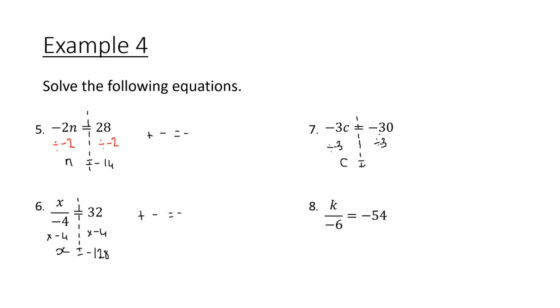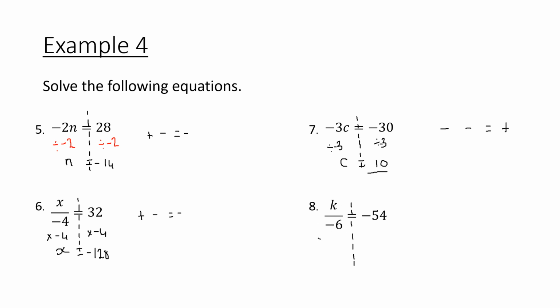And then minus 30 divided by minus 3. Let's do our numbers first. So 30 divided by 3 gives you an answer of 10. And then a minus and a minus gives you a plus. Therefore, you can leave your number like that or put a plus in front of it. But now you know that c is equal to 10. And finally, example 8. We've got k divided by minus 6.